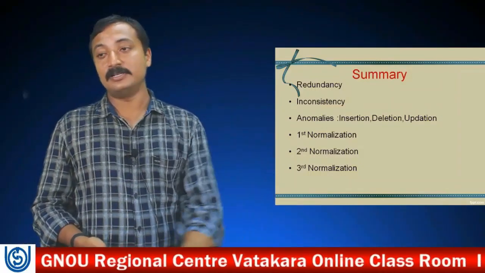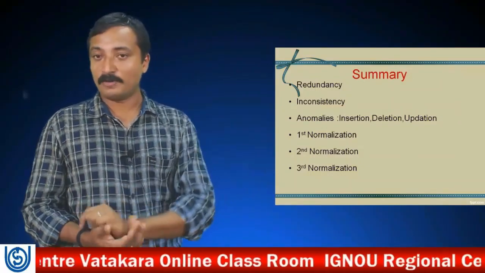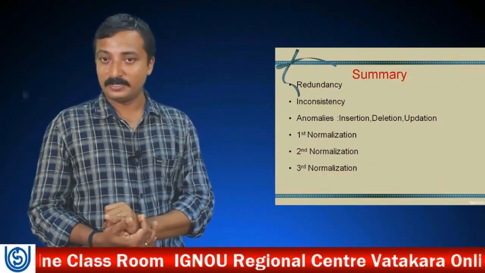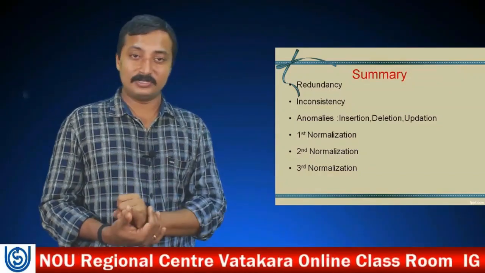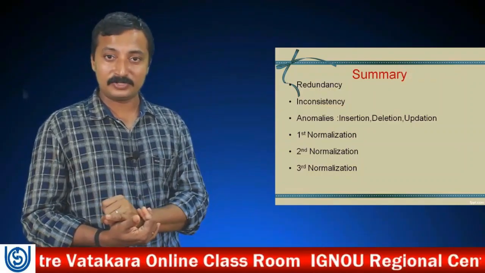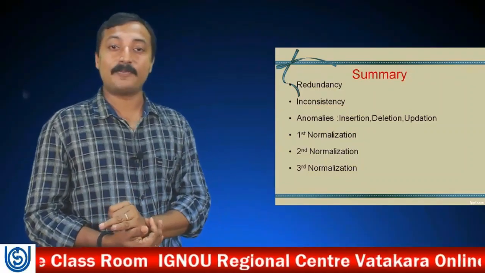Then we have discussed the three normal forms. The first one is first normal form. First normal form addresses the multi-valued attributes. Second normal form addresses the partial dependency.